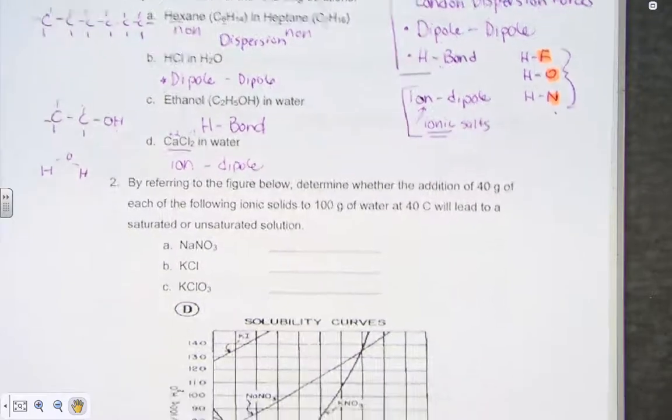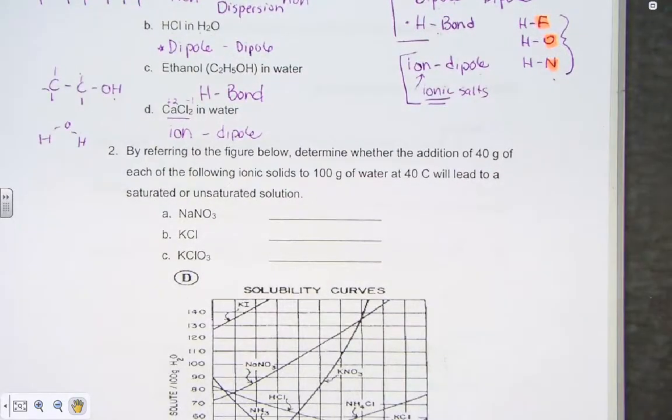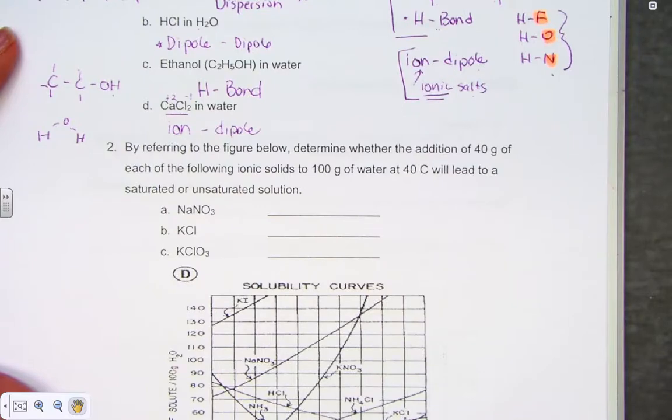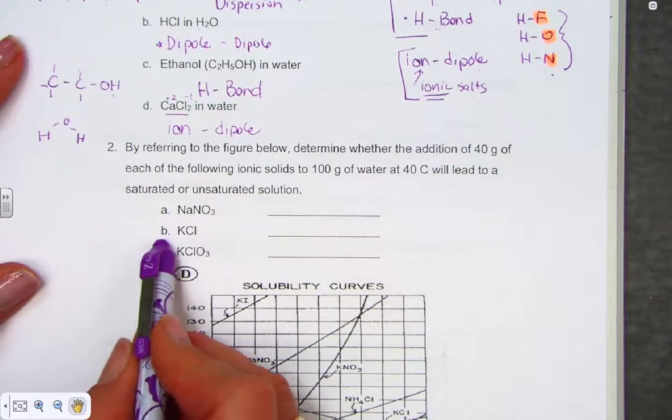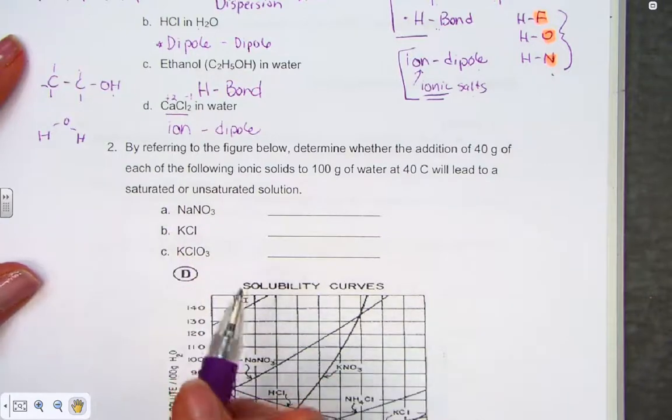Let's take a peek at the second question. By referring to the figure below, determine whether your addition of 40 grams of each of the following solids to 100 grams of water at 40 degrees Celsius will be saturated or unsaturated.